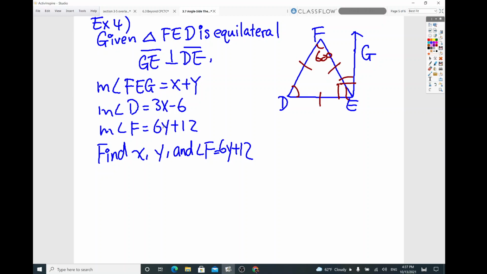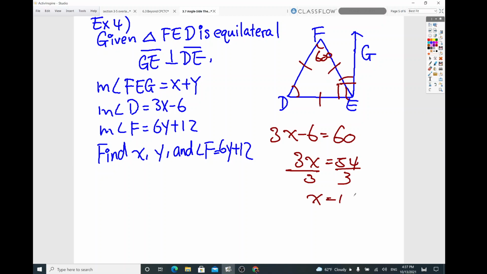Well, what we can do first is start by solving for x, right? Finding out angle D, 3x minus 6, we do know that's 60 degrees, because triangle FED is equilateral. That means all three angles have to be 60 degrees, 180 divided by 3. So solve for x first. 3x equals 54, divided by 3, so x equals 18.